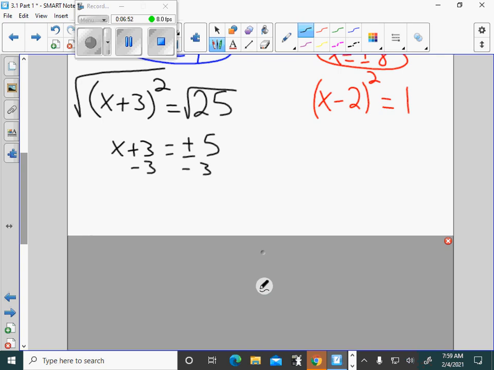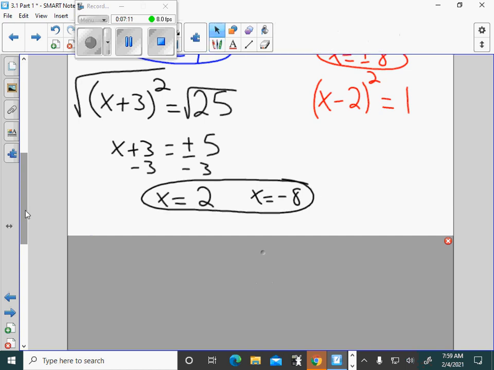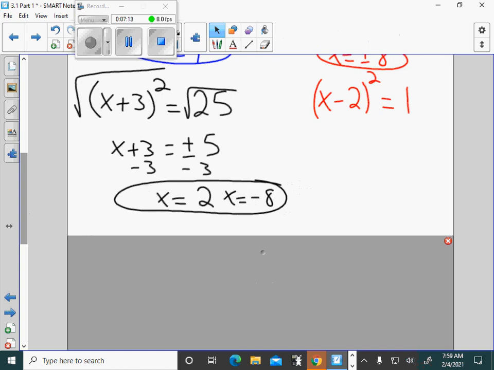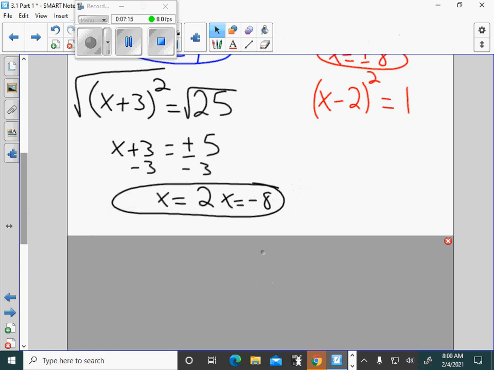So x is going to have 2 different solutions. X is going to be equal to, what's positive 5 minus 3? That is equal to 2. And negative 5 minus 3, x is also equal to negative 8. So 2 different solutions.